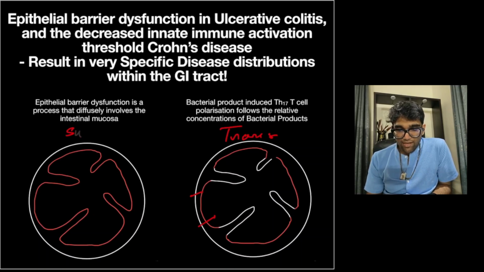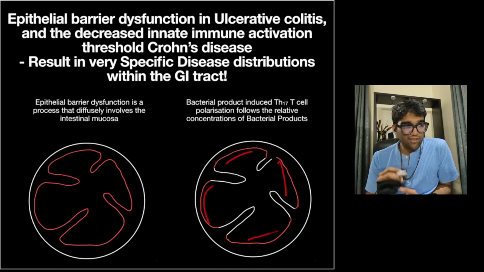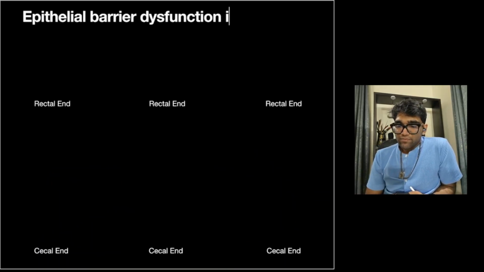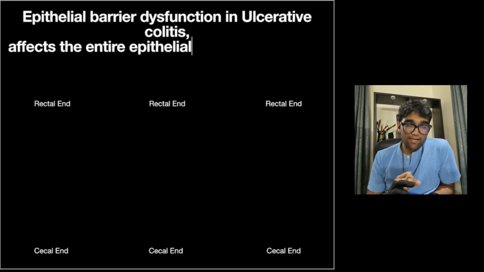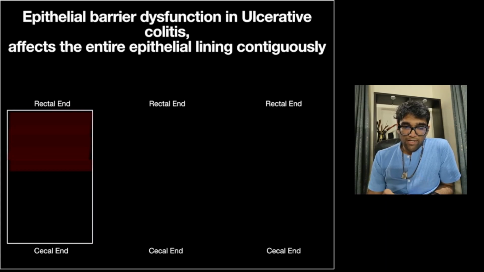And when you look at it otherwise superficially, there will be a contiguous involvement of the entire mucosal lining, whereas this will be a patchy involvement of the entire mucosal lining, reflecting the true in vivo folding of the intestinal epithelial mucosa. Now let's see what that will look like. So in case of ulcerative colitis, the epithelial barrier dysfunction affects the entire epithelium, as I've just discussed, and that is contiguously. So you end up getting this kind of diffuse involvement without any areas of sparing in between.